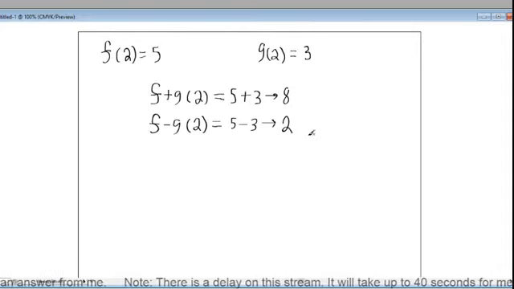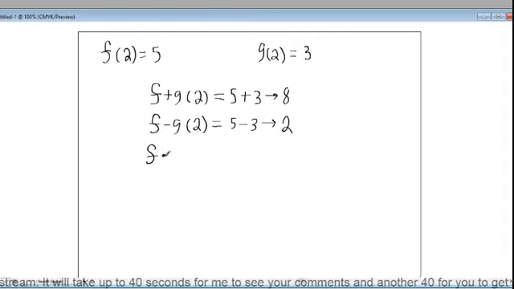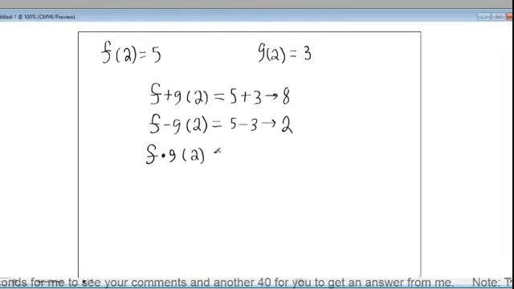Okay, well, we can add, we can subtract, we can probably multiply and divide. So f times g of 2, that would be 5 times 3.